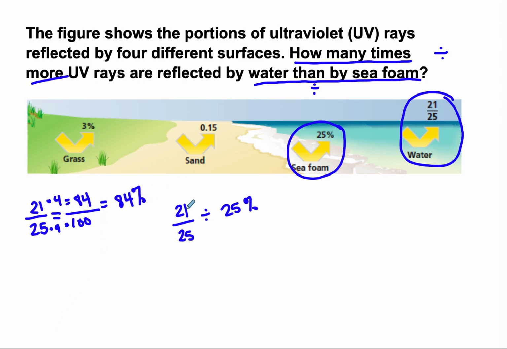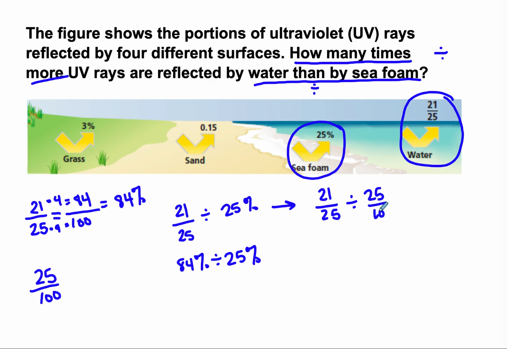So that's one way I could take it and do 84% divided by 25%. The other way I could do it is to make 25% into a fraction. So 25% means 25 out of 100. So I could take this problem and I could write it as 21 over 25 divided by 25 over 100. I could do it either way. I'm going to go ahead and show it to you both ways just so that you see it, and then when you do problems like this on your own, you can pick the strategy you like the best.